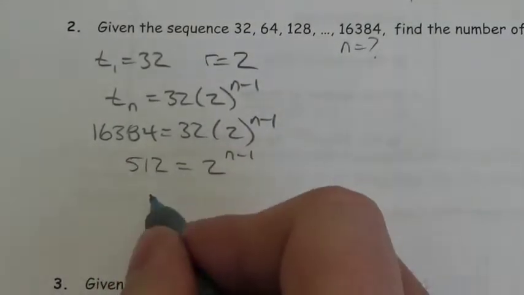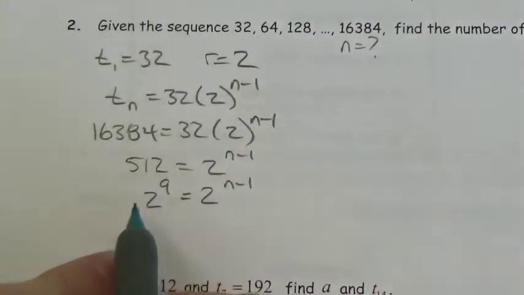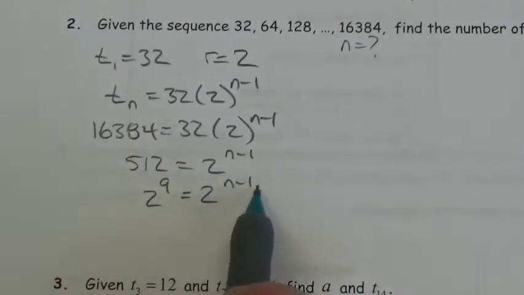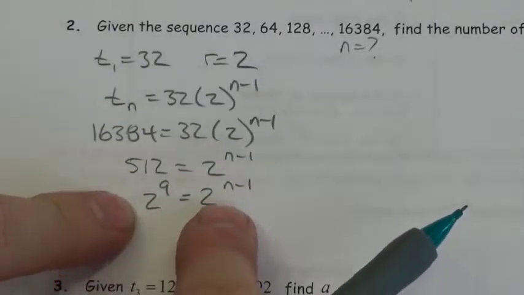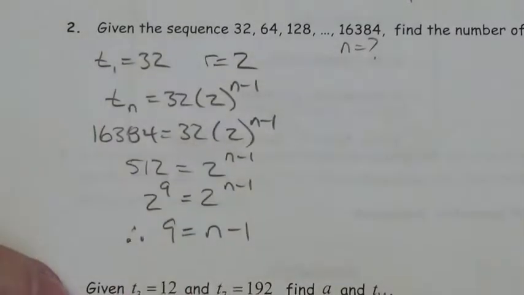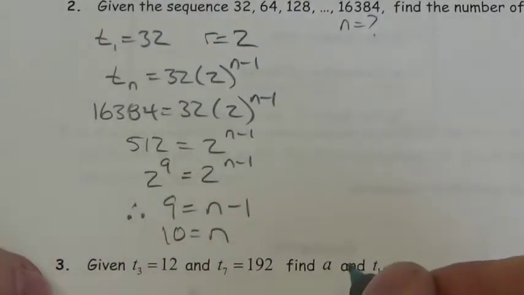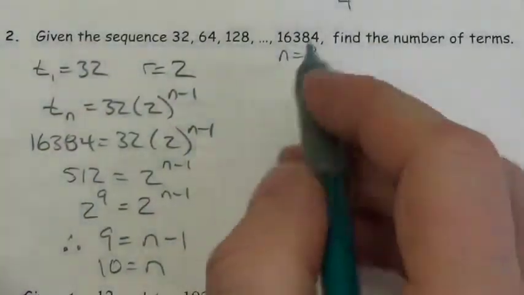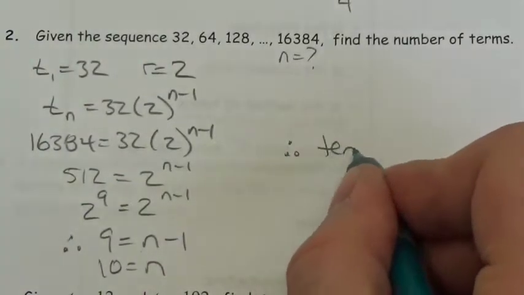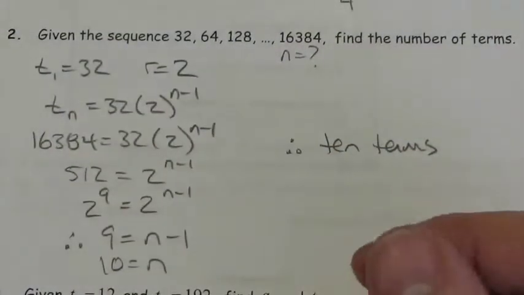But it turns out in this case that 512 is in fact a power of 2, which is great. So 512 can be written as 2 to the 9. You can play with that and verify that for yourself. That's equal to 2 to the n minus 1. Because I've got power equal to power, the bases are the same, they're both 2. Therefore, the exponents must also be equal to each other. That's the only way I can maintain equality here. Bring the 1 over, and we get that the n for that last term is 10. So therefore, there are 10 terms. If that's what the n value is for the last term, that's how many terms there are total.